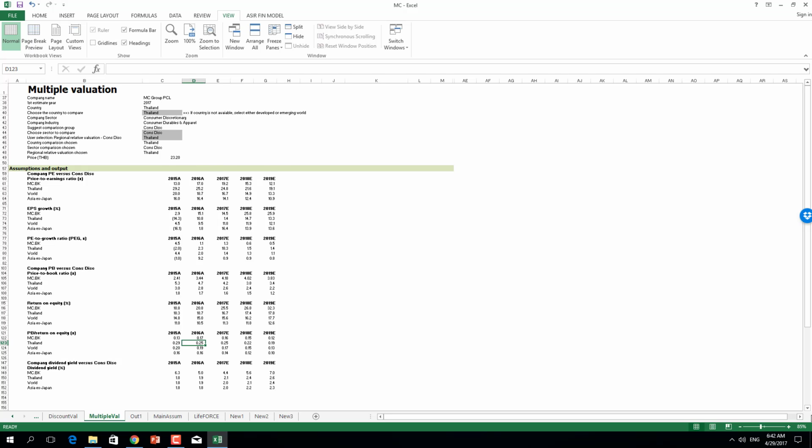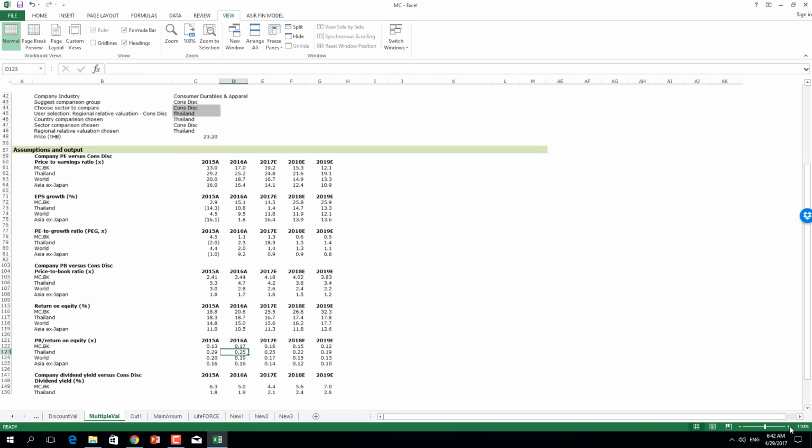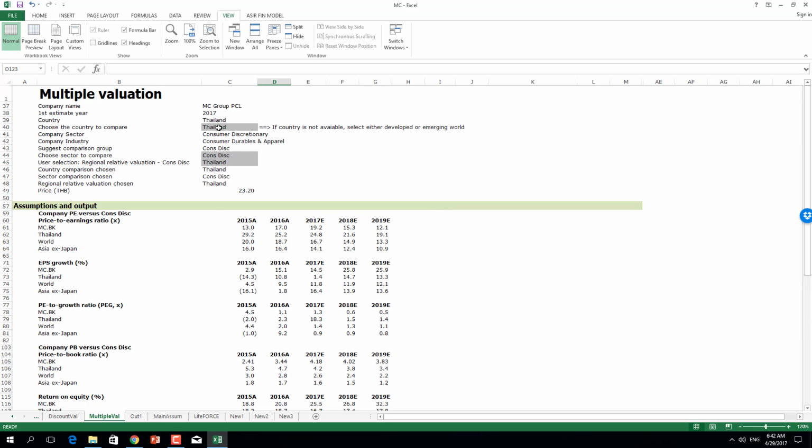In the valuation area, I'm going to expand it a little bit so you can see it more clearly. Again, we pull in the country and the sector, and then we look at the regional relative valuation compared to consumer discretionary. In this case we're looking at Thailand, but we could look at the world, or change that to Asia ex Japan. We could look at it in different ways, but let's go back to Thailand.